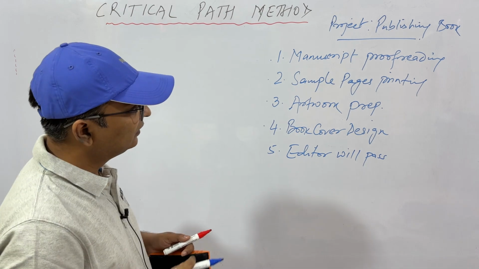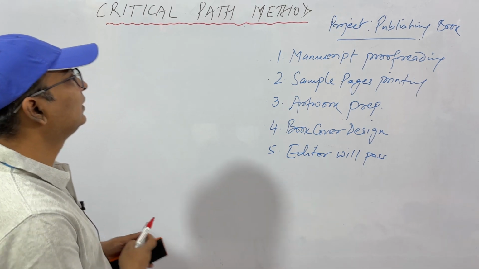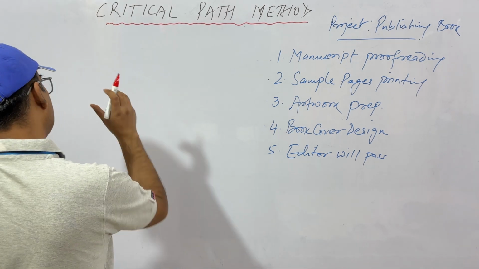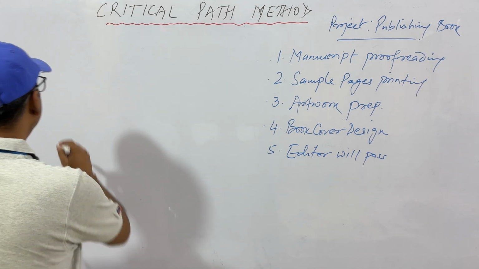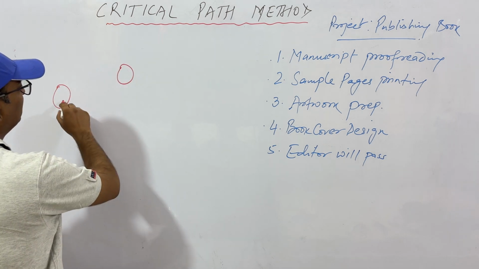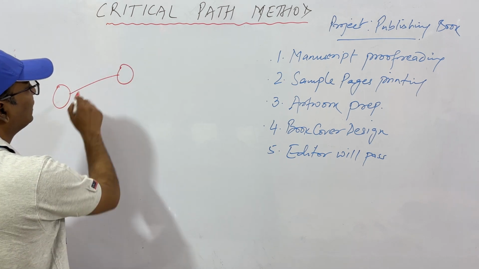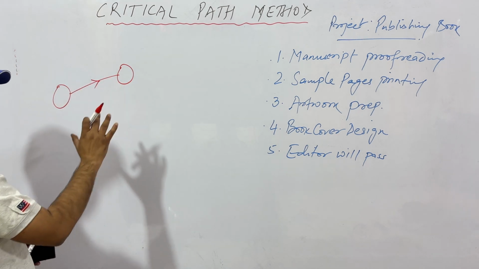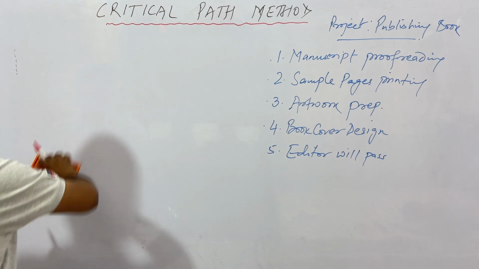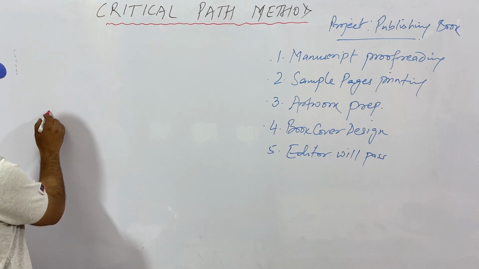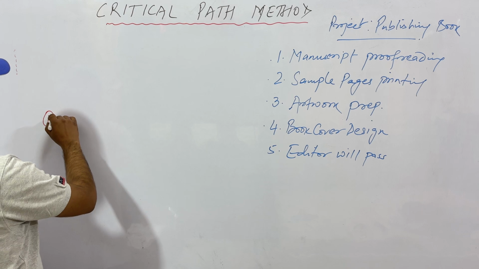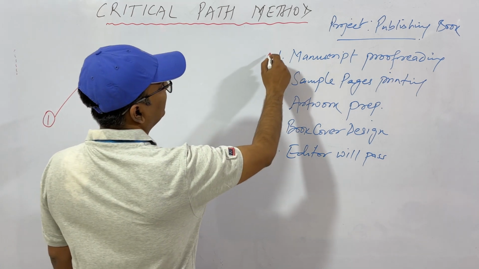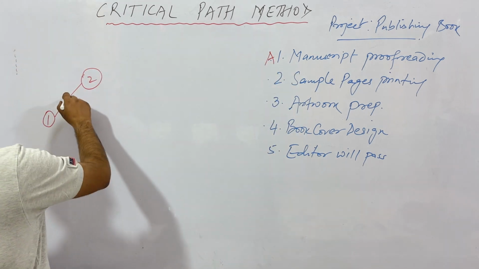So let's understand up to this. How, in a network model, how we express an activity. We have two nodes that are events, and we have an arc which is an activity, and it is directed because your work will start and end here. This is the way in a network model. So let's say our first activity is manuscript proofreading. Let us define it as A. This activity is A.